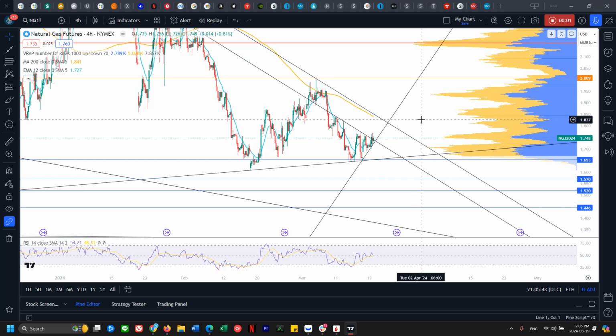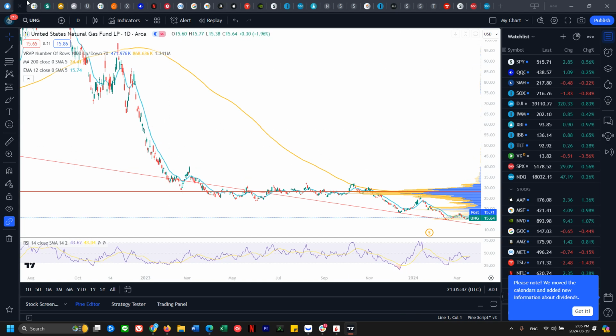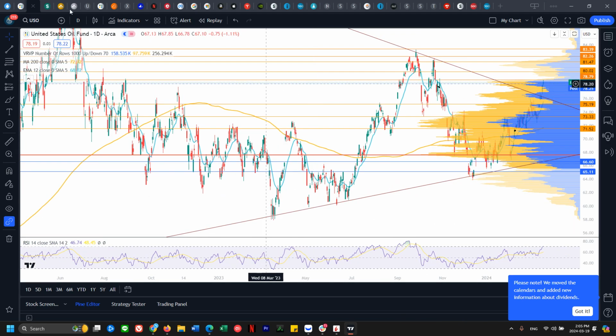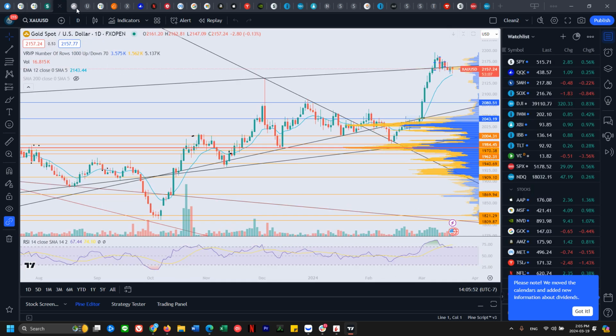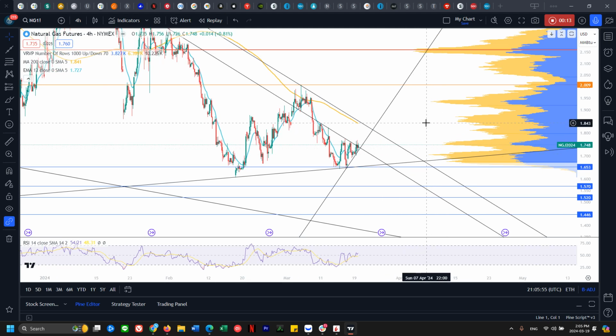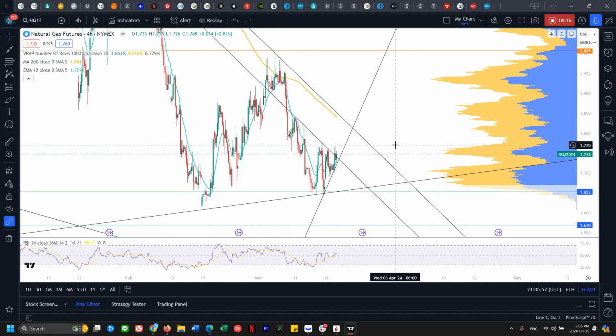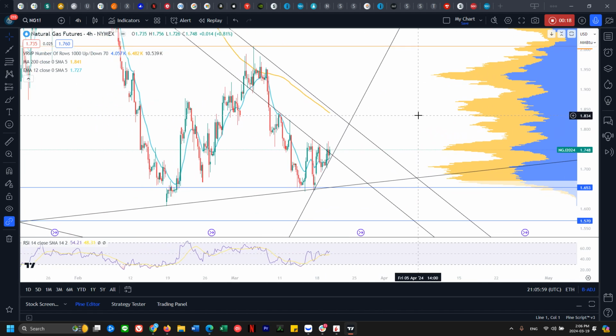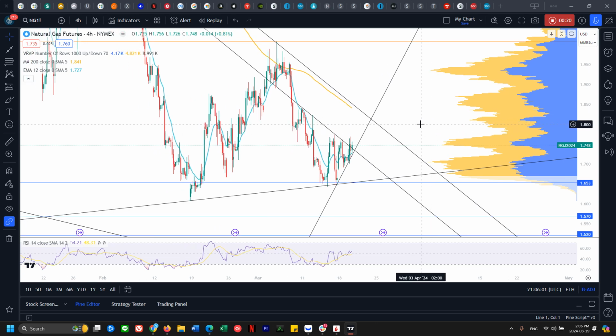And today we'll be looking at technical analysis on natural gas and the tradable ticker UNG for natural gas, as well as oil, US dollar, gold, and silver. And we're looking at their support and resistance levels to determine what the most likely scenario price will be heading into later this week. All right, let's get started on natural gas.